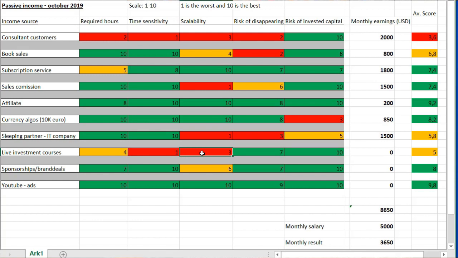Scalability, well, I could scale it up, but then again, I would still have to be there, and I could probably not make 10 times as much money as I do now, because I would have to work almost 10 times as much. But I could scale it up. Risk of disappearing, not really, not unless I get sick or something like that. And risk of invested capital, I don't really have any capital invested here, so no problem there.